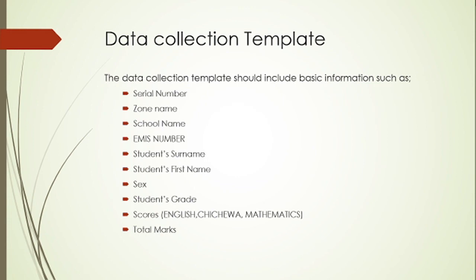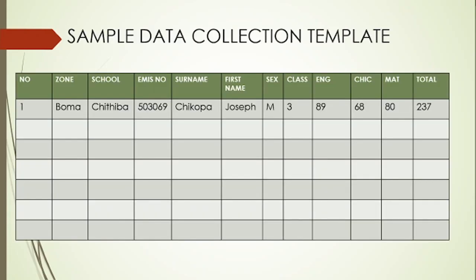Then the data collection template should include the basic information such as the serial, zone name, schools, then we have the total marks. So this is the sample data template. We have the number, zone, school, MC number, surname, first name, sex, class, up to total. So that is just an example of how it should be entered.